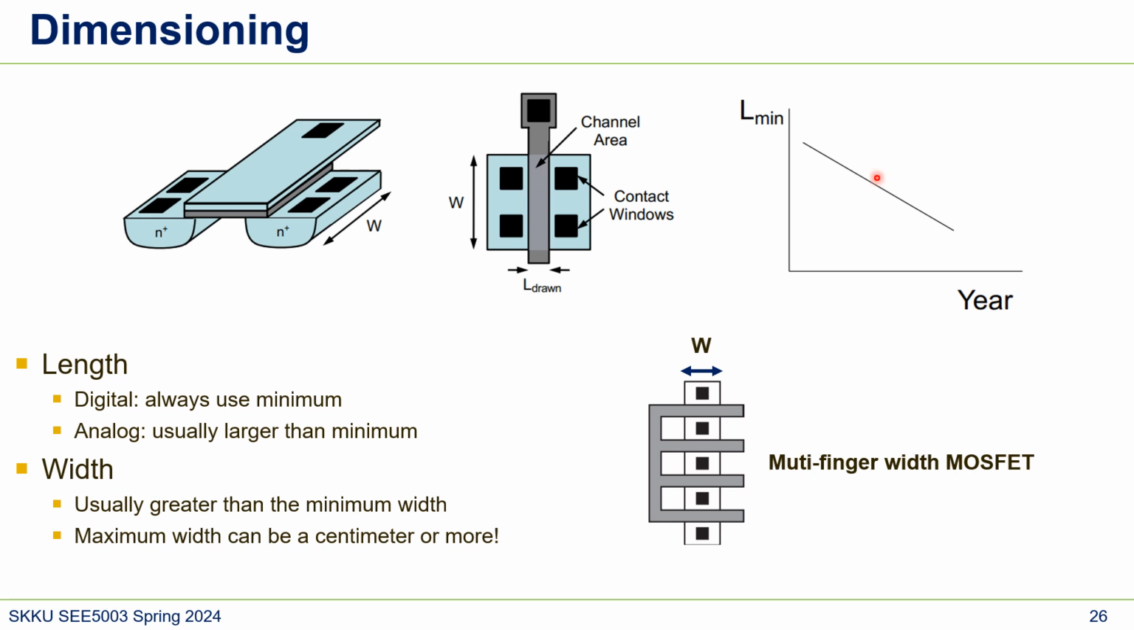And this graph shows that the minimum L keeps decreasing through the years. It's related to Moore's law. That's an advantage of the MOSFET: we always try to scale the dimension, I mean the length. For example, as I said before, Apple M3 used 3 nanometer technology, and people are working on 2 nanometer, for example at TSMC.